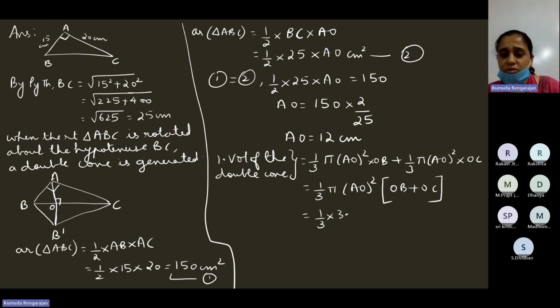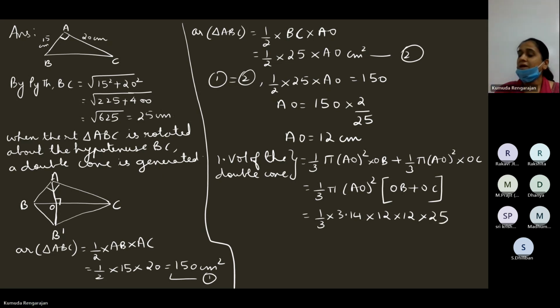Okay, 3.14 into AO square, 12 square, so 12 into 12 into, we don't know OB and OC. How much is OB? We don't know. How much is OC? We don't know. But what is OB plus OC? 25.